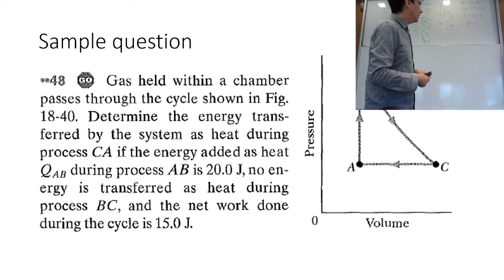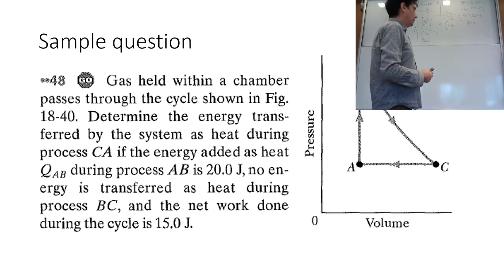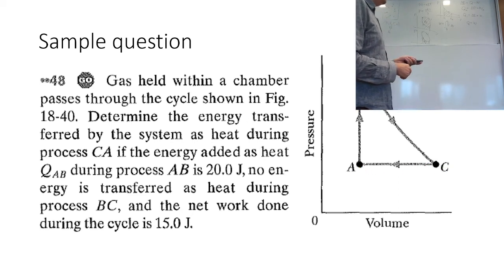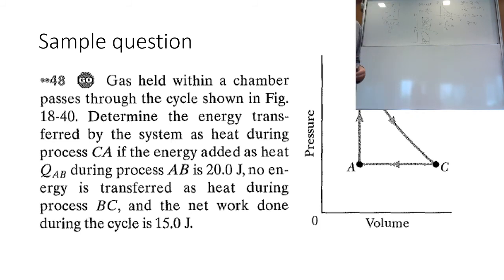So, a gas held within a chamber passes through the cycle shown in this figure. Determine the energy transferred by the system as heat during the process CA. So that's that length, and we want to work out what the heat is. If the energy added as heat in AB is 20 joules, no energy is transferred as heat during process BC, it's this one, and the net work done during the cycle is 15 joules.